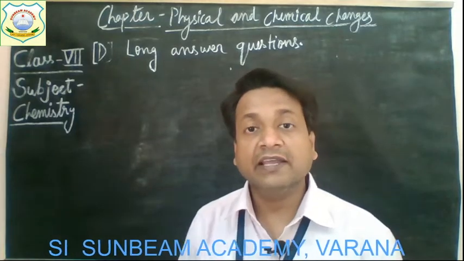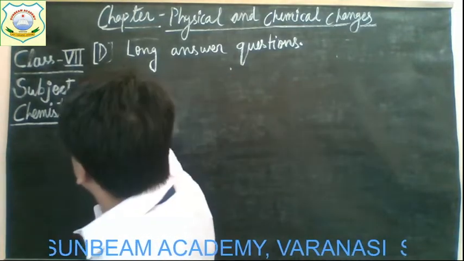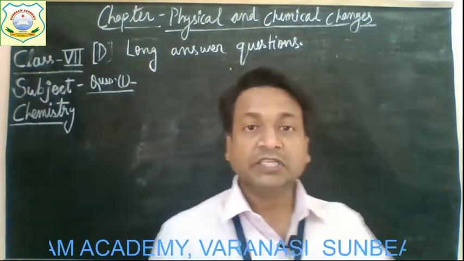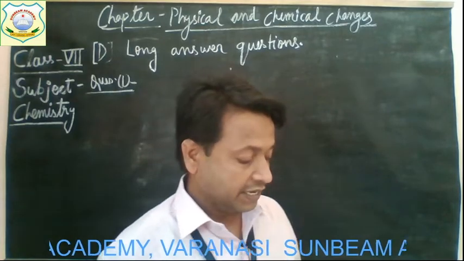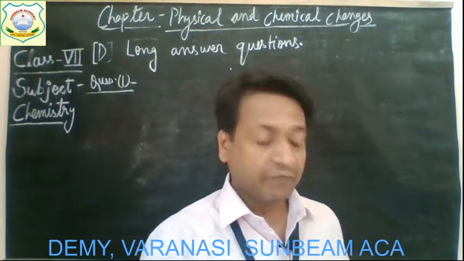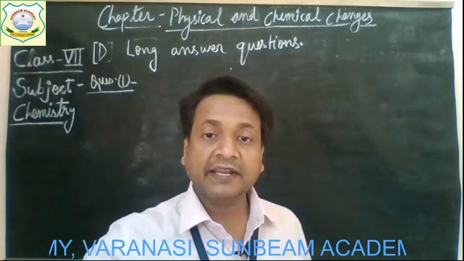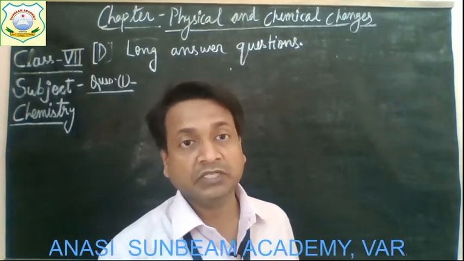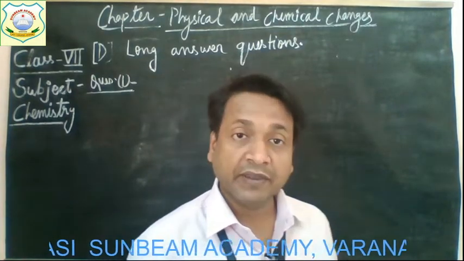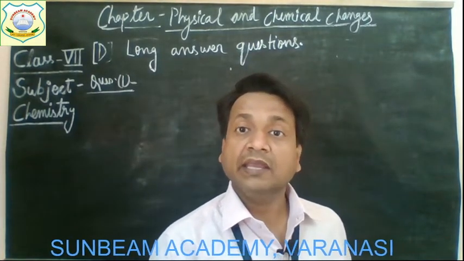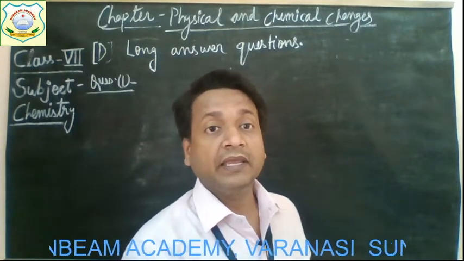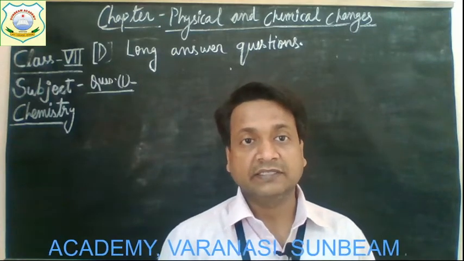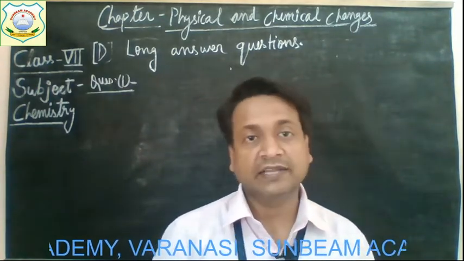Okay children, the question number 1 of the exercise is, discuss the method by which rusting of iron can be prevented. Again I am repeating the question: discuss the method by which rusting of iron can be prevented. So children, simply you can answer that there are different methods by which we can prevent rusting.